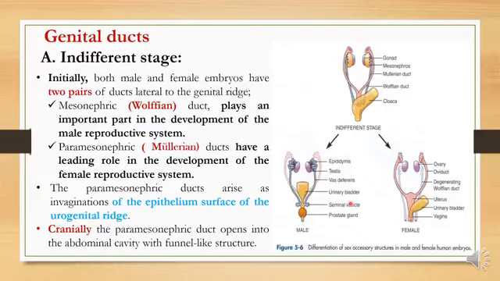Now the genital ducts, first in the indifferent stage. Initially, both the male and the female embryos have two pairs of ducts lateral to the genital ridge. The first is the mesonephric duct, also called the Wolffian duct. The Wolffian duct plays an important part in the development of the male reproductive system.